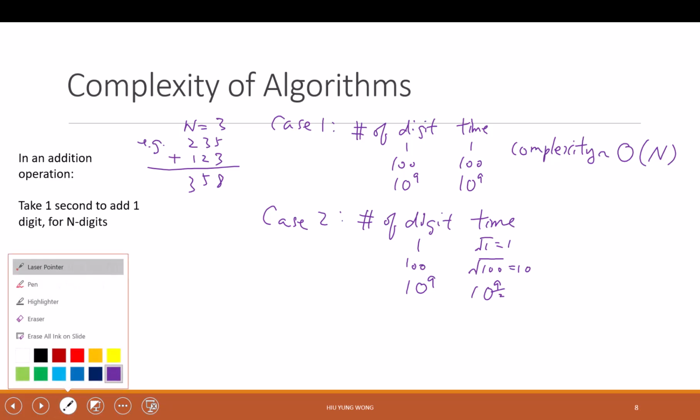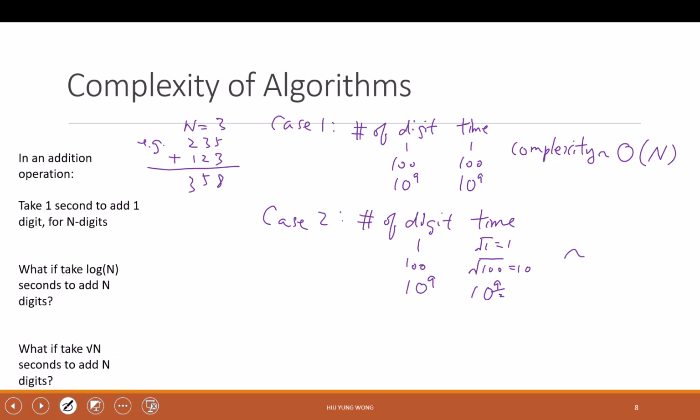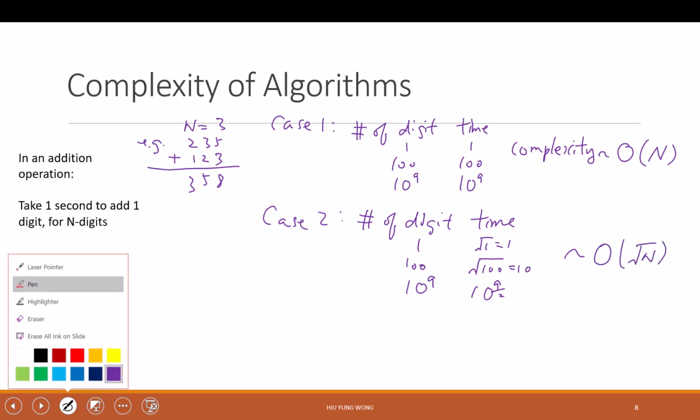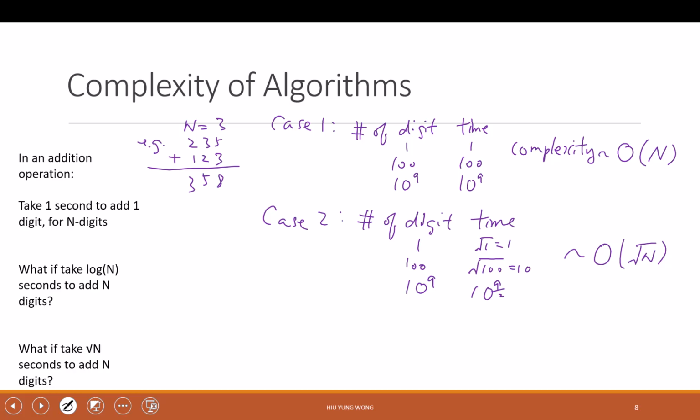So this one, we say that the complexity is the order of square root of n. The real time can be equal to square root n times maybe 2, times 2 is okay, and then plus 0.5 and then plus maybe log n. Can be something like this. But what I care is that when n is very large, 0.5 is not important. Log n is not important.